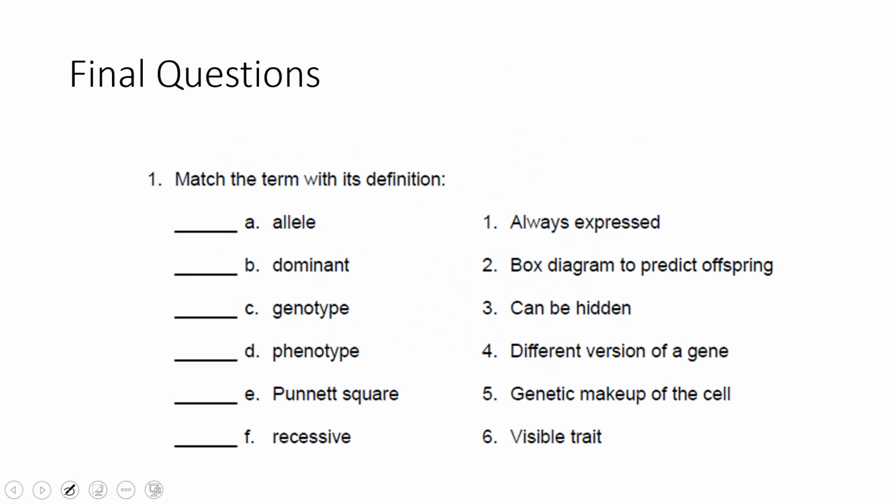So, dominant allele is always expressed. The box diagram is the Punnett Square. The recessive allele can be hidden. The different version of a gene is an allele. The genetic makeup of a cell is the genotype. And the visible trait is the phenotype. And so that's the order that those numbers should go into that problem.